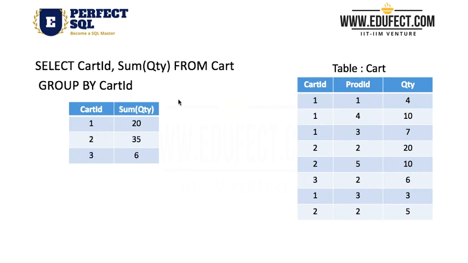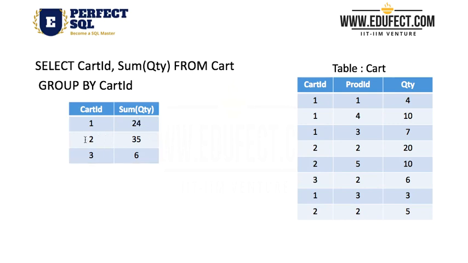Now let us see how to use the aggregate function. So here we are saying select cart ID comma sum quantity from cart group by cart ID. Remember we had done this. So when we were grouping it, these 3 rows and this row would get grouped together for cart ID 1. So now when we say sum quantity, of these 4 rows the quantity would be summed, which is 4 plus 10, 14, plus 7, 21, and 3, 24. So we will get 24 here.